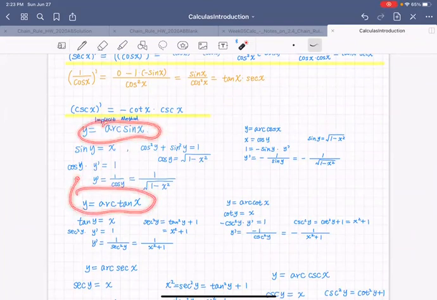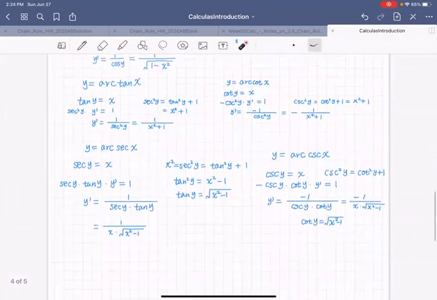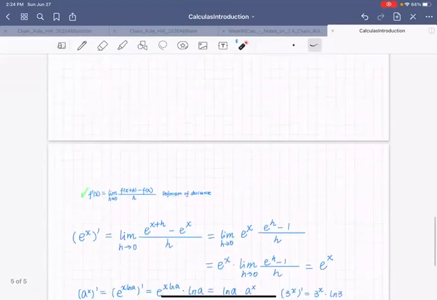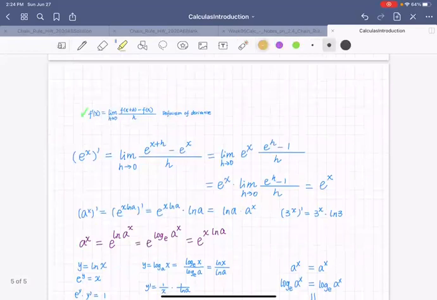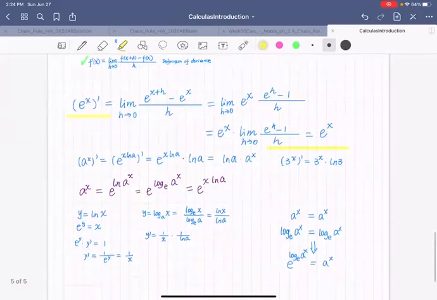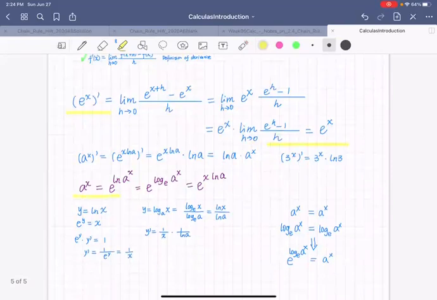We will hold arc sine, arc cosine, arc tangent, arc cotangent, arc secant, arc cosecant until the next class, okay? The inverse trigonometry derivatives will be even more complicated. This class, we also need to know that the derivative of e to the power x is e to the power of x. The derivative of a to the power x is ln a times a to the power x.